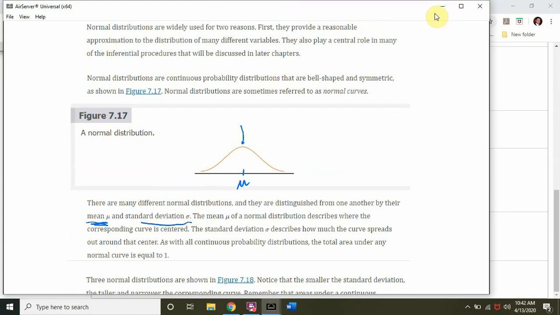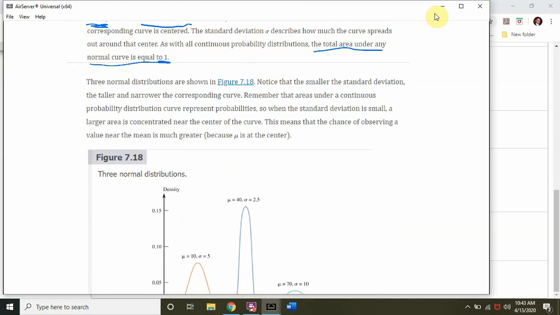The mean mu of a normal distribution describes where the corresponding curve is centered. The standard deviation sigma describes how much the curve spreads out around that center. As with all continuous probability distributions, the total area under any normal curve is equal to 1, representing 100% of the data.